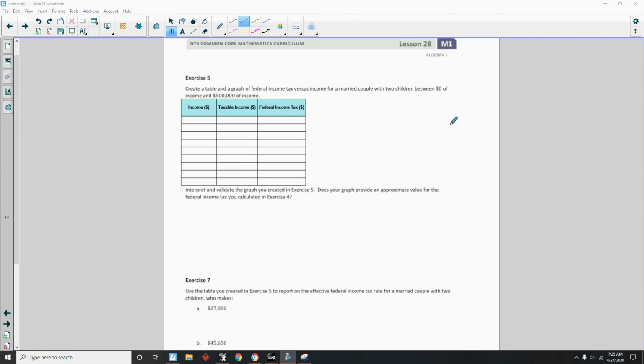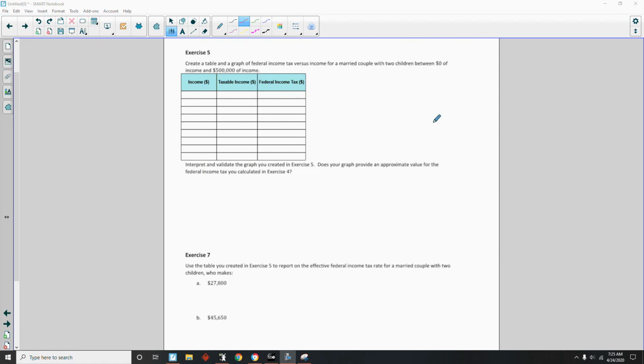Okay, page 4 brings us to exercise 5, and it says to create a table and a graph of federal income tax versus income for a married couple with 2 children between $0 of income and $500,000 of income. So, married couple, 2 children, between 0 and 500 grand. So I set this table up already. So we need to know their income, their taxable income, and their federal income tax.